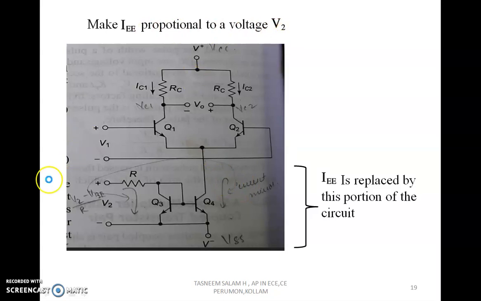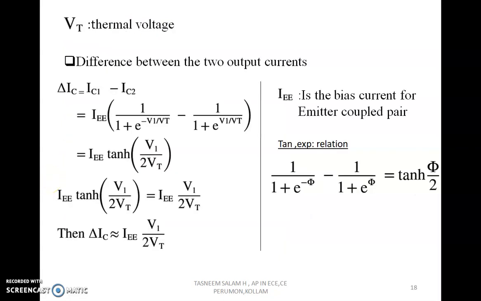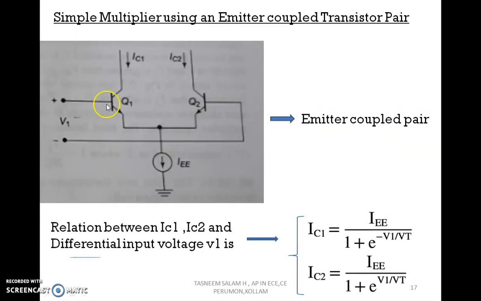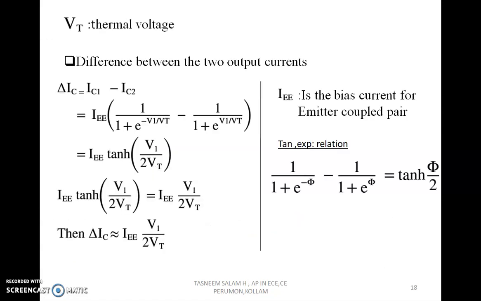Here we are going to study a multiplier cell. So we need two voltages. Here we have seen an emitter coupled pair, just an emitter coupled pair. So we need two voltages for a multiplier input, that is V1 and V2. So here in this emitter coupled pair, we have seen delta IC, that is the difference in the current at the output. Delta IC is equal to the product of a current IEE and V1 by 2 Vt.